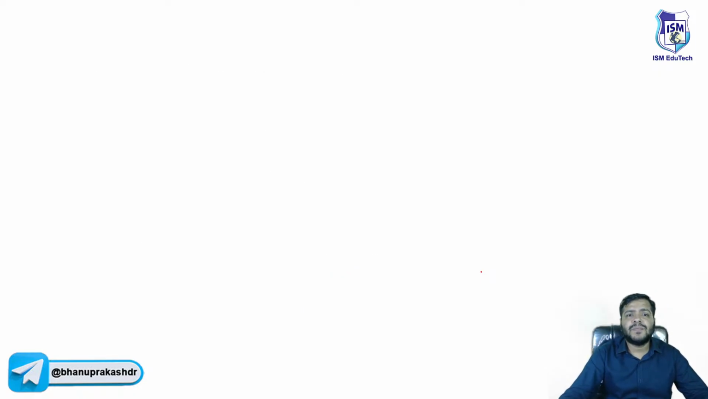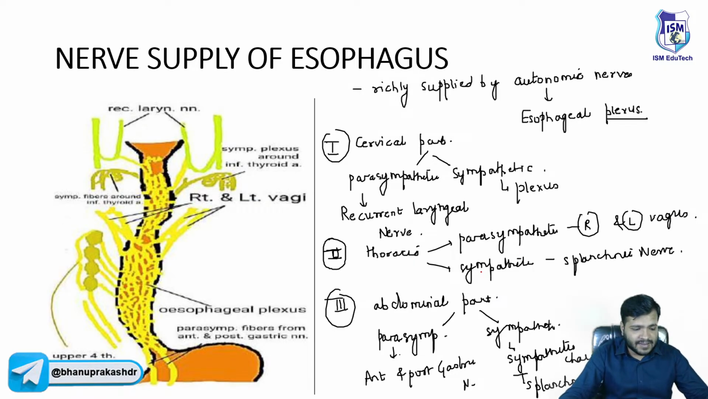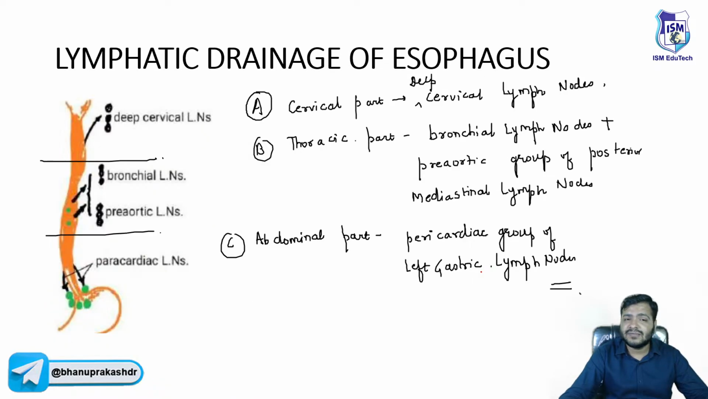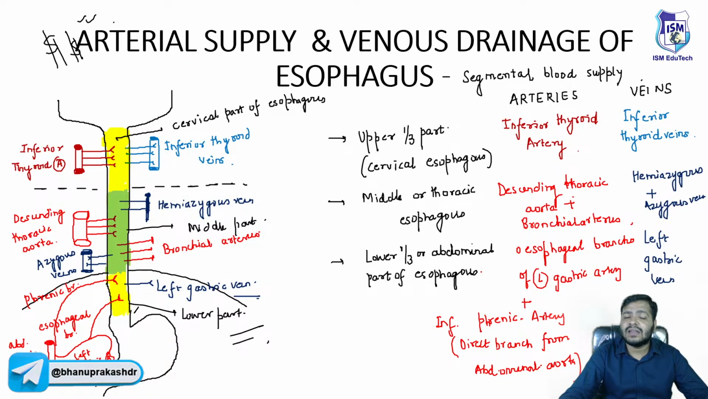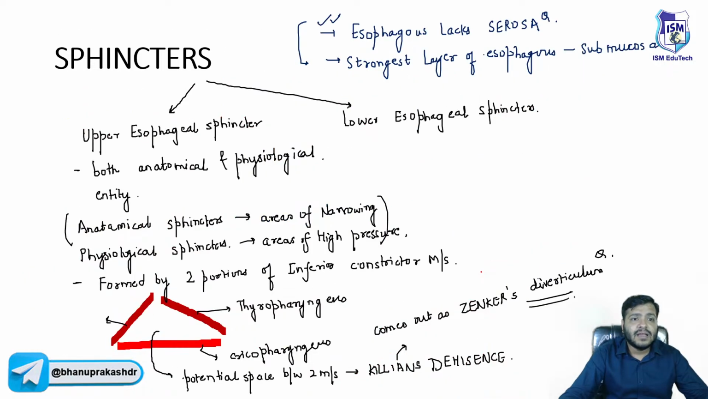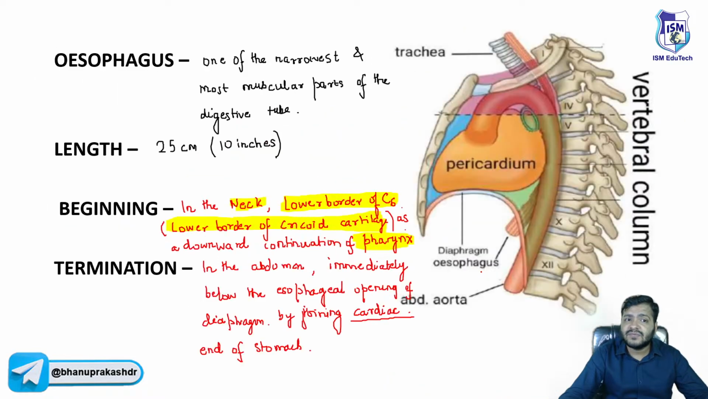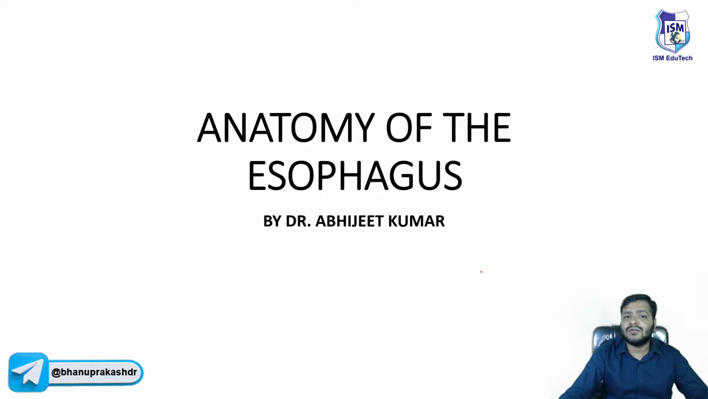I hope the clinical situations are clear to everyone. The three I have discussed in very little detail, but they are the most important ones that you have to remember for the exam. We have discussed the nerve supply of the esophagus, the lymphatic drainage, and the arterial and venous supply in one slide, with the diagram and the table. Apart from that, the anatomy of the LES, the upper esophageal sphincter, the constrictions of the esophagus, the parts of the esophagus, the length, beginning, and termination.